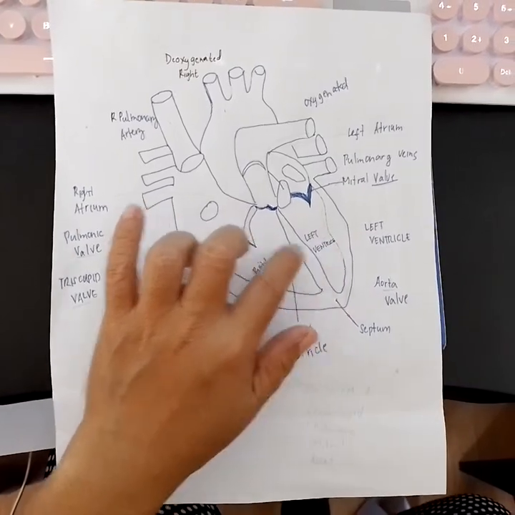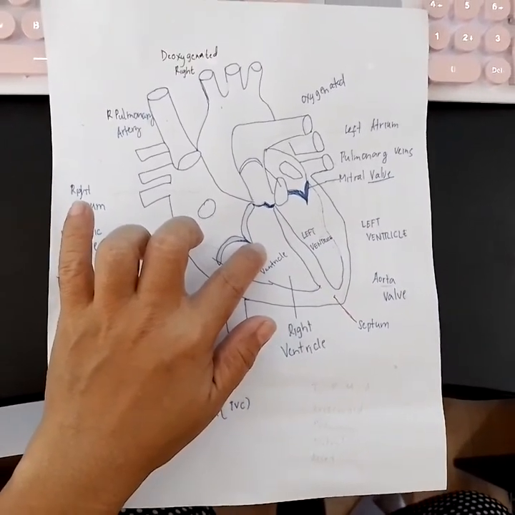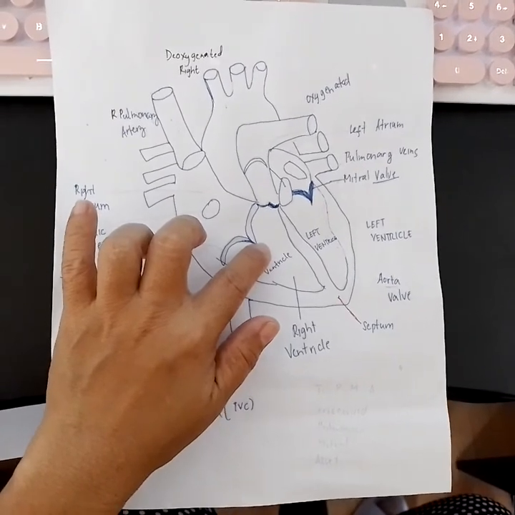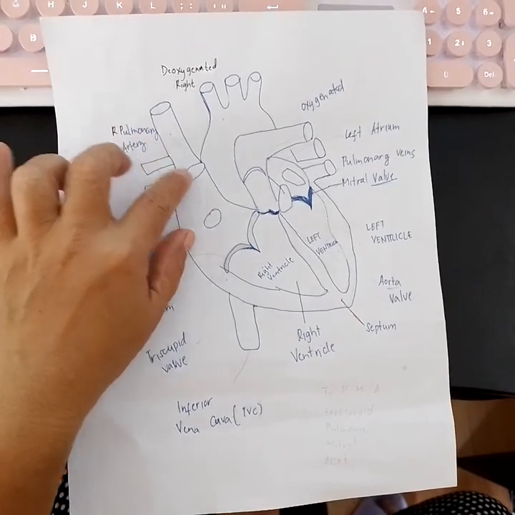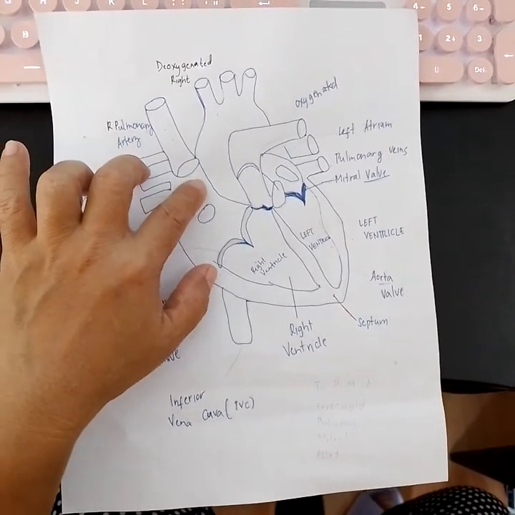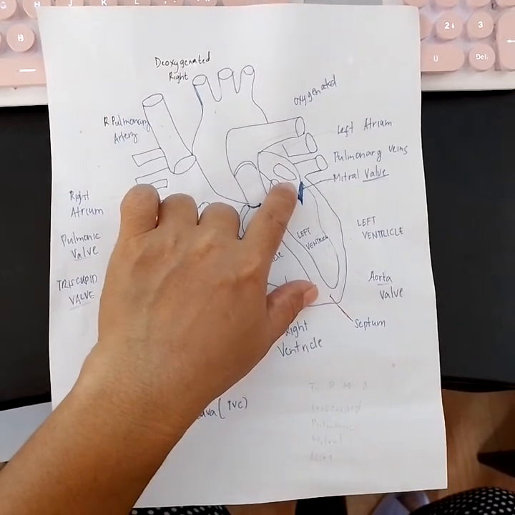The heart can also be divided up into right and left sides. The right side is going to be responsible for deoxygenated blood going to the lungs, and then the left side is responsible for the oxygenated blood that has just left the lungs.